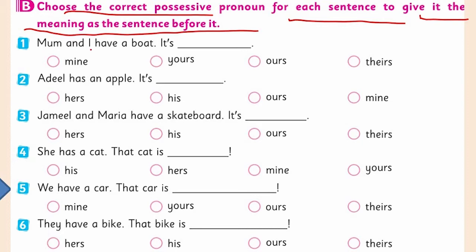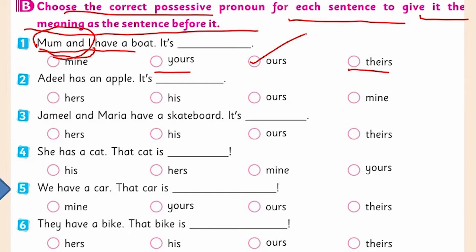Now look at here. Mom and I have a boat. Here the mom and I, more than one, plural. The person is talking about himself and his mom also. So we have two nouns here. So how will we combine it? Mine? It's only mine. No. He's talking about two persons here. That the boat belongs to two persons, to mom and to me. Yours? No. Theirs? No. He's talking about himself and mom, not talking about someone else here. So, yes, ours is the best answer here.